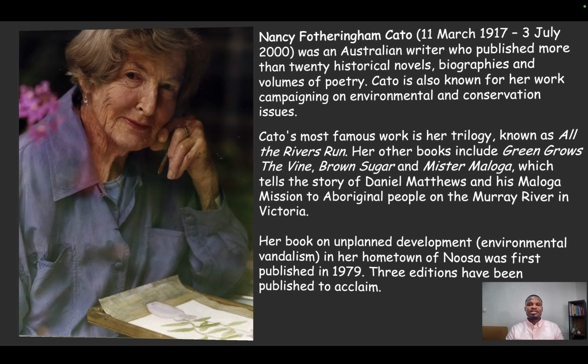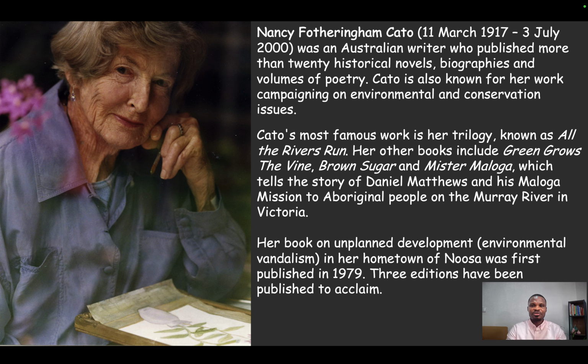Now, this is about the poet. Nancy Fotheringham Cato was born on the 11th of March 1917, and she sadly passed on the 3rd of July 2000. She was an Australian writer who published more than 20 historical novels, biographies, and volumes of poetry. She's also known for campaigning for environmental and conservation issues. Her book on plant development and environmental vandalism in her hometown of Noosa was first published in 1979. Three editions have been published to acclaim. So that essentially is a brief summary about the poet.